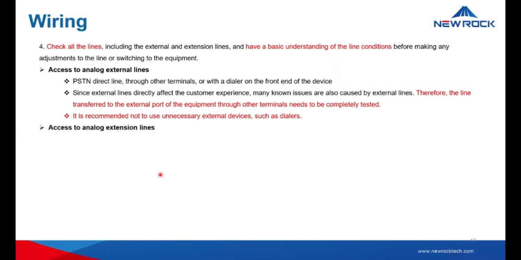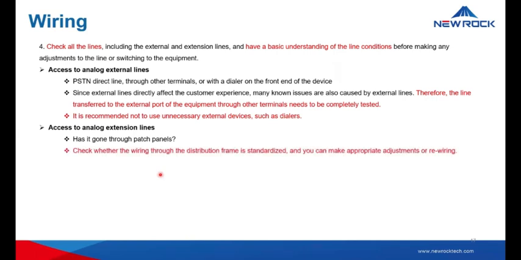Next is the extension lines, our analog lines. You need to make sure whether they go through patch panels. If customers don't want to use the patch panels for the new rack, they can build their own. That's okay, as long as we make sure that it is properly and standardly wired, before you make any adjustment.